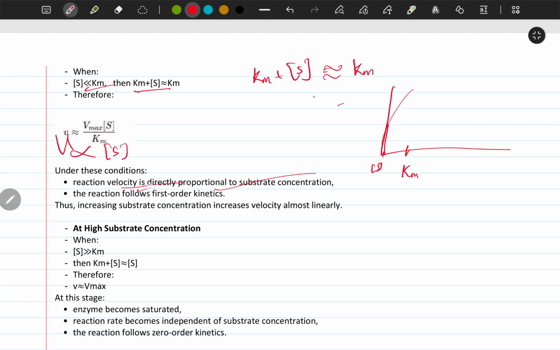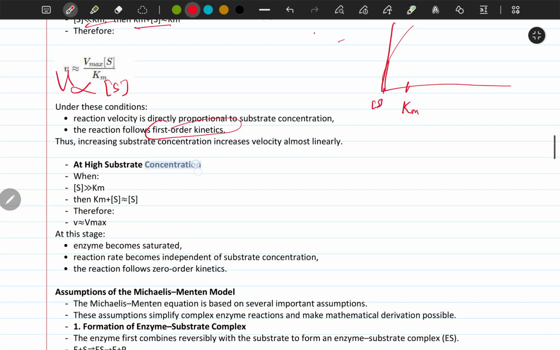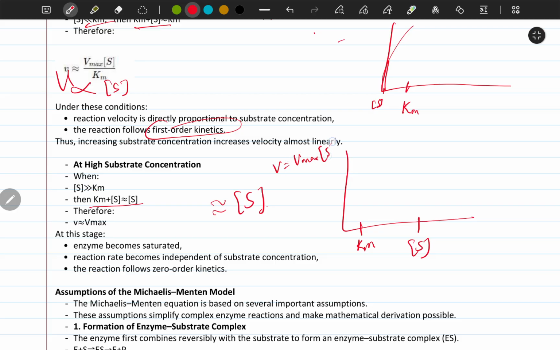So we are saying the velocity is directly proportional to substrate concentration. The reaction follows first order kinetics thus. Okay. And now in this one we are seeing the concentration Km is here and the substrate concentration is very high. So now we are saying that Km plus S is equal to S only. So this means V is equal to Vmax substrate over Km plus substrate.